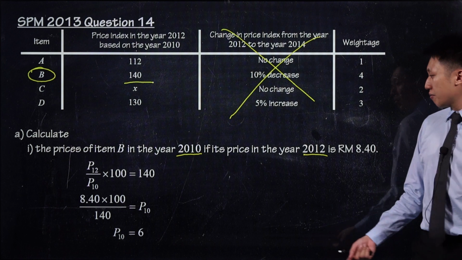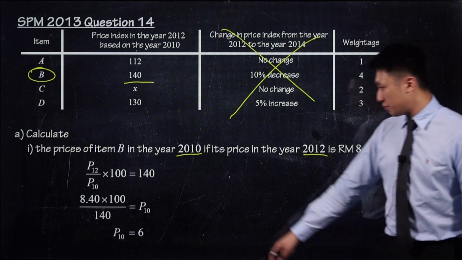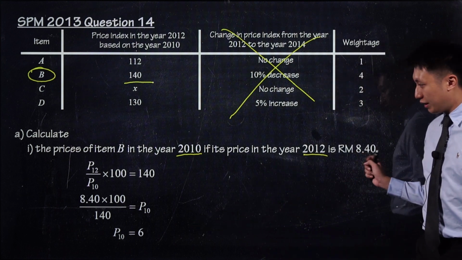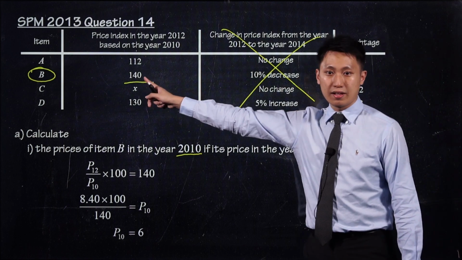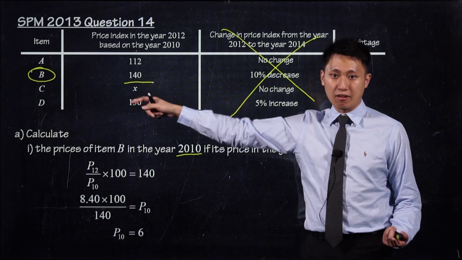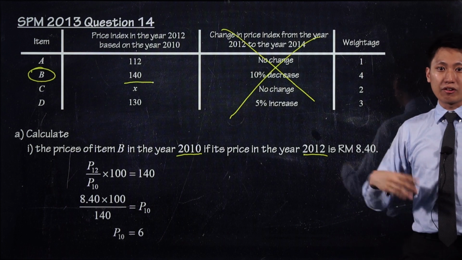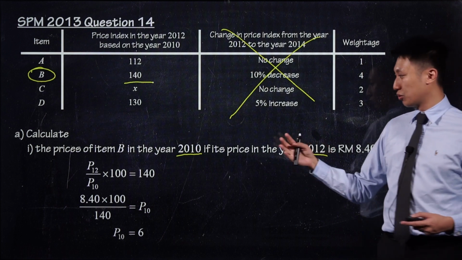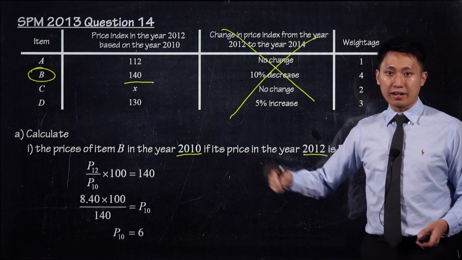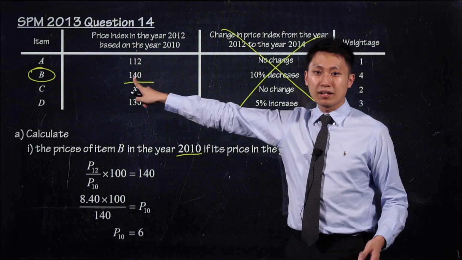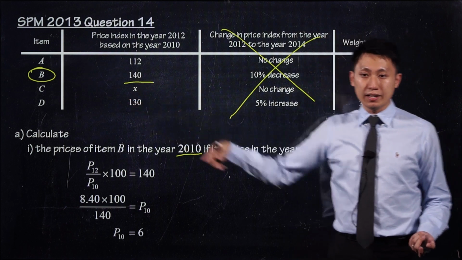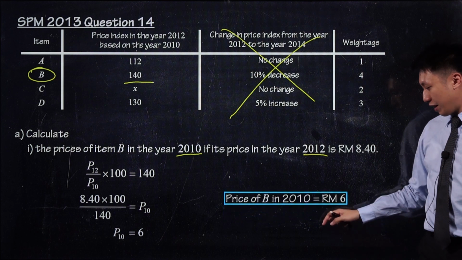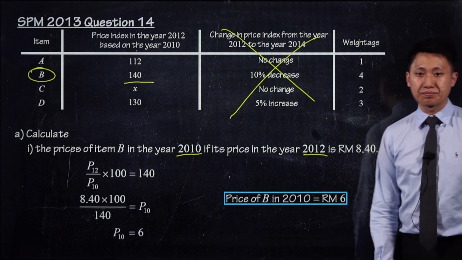Then you ask yourself, does it make sense or not? From 6 to 840, it increased by 40%, or comparingly increased 40%. Okay, so compared to 2010, the price is 140% now. So that's correct. So you have this one as RM6.